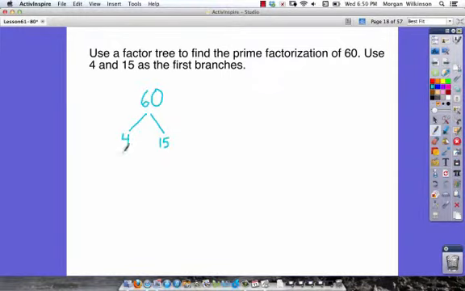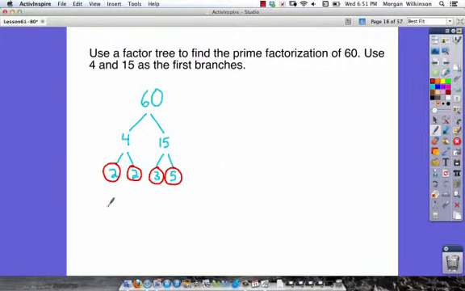Now, we've got to break 4 down into prime numbers. So, the next branch off of 4, in order to get to 4, we have to multiply 2 times 2. We're always multiplying the numbers below to get to the number above. 15, well, that would be 3 times 5. And we're done, because all of the numbers we have here are prime. We've got 2, 2, 3, and 5. Remember, a prime number only has factors of 1 and itself.